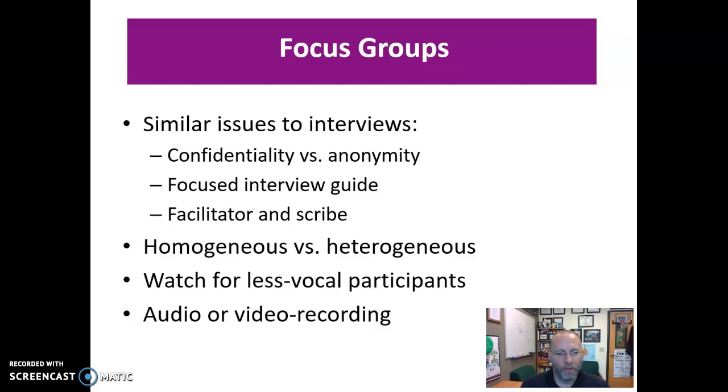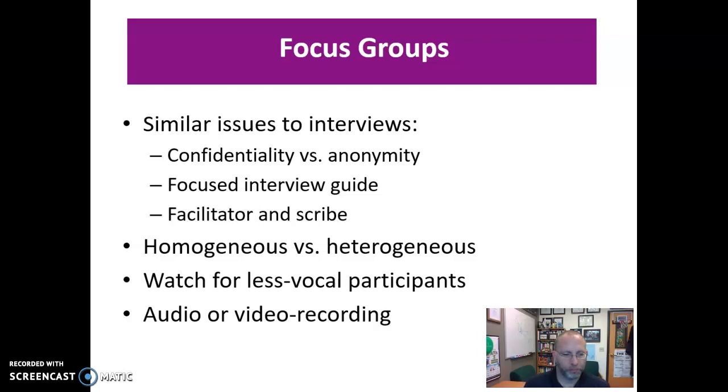You still have to talk about confidentiality and anonymity. Just like interviews, you want to have a guide for the focus group where you have the questions and the process, the instructions. You want to have a facilitator and a scribe. You want to look for diversity generally within a focus group. Sometimes you'll have a homogeneous focus group where everyone's very similar in their background or their role or their position in the organization, but other times you want a more heterogeneous type of a group where there's a lot of variety.